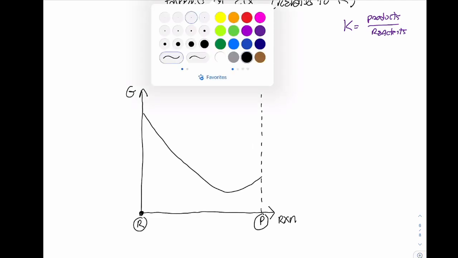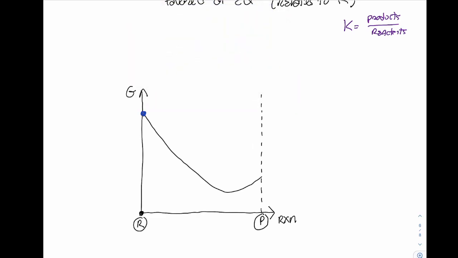So this point here is going to be the free energy of my reactants. This here is going to be the free energy of my products. Because I have more room over on the right, I'm going to just draw these over here. So this is my free energy at standard state of my reactants. And then this point here is my free energy at standard state of my products.